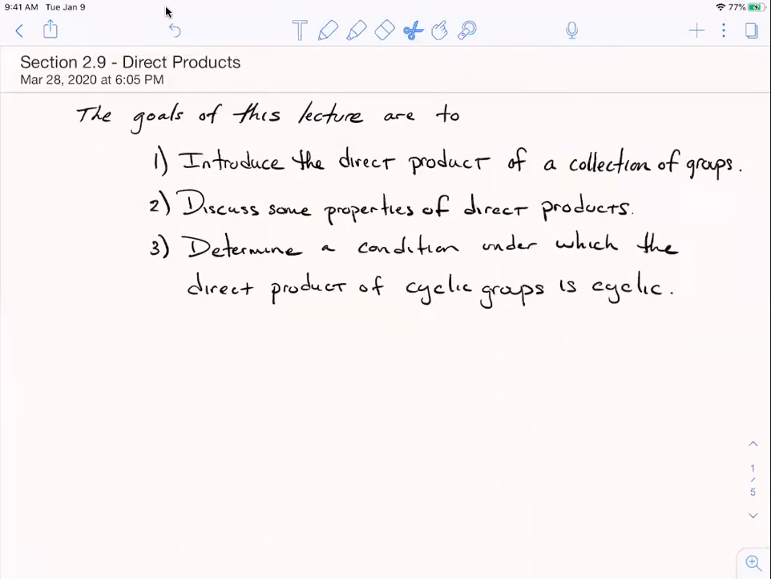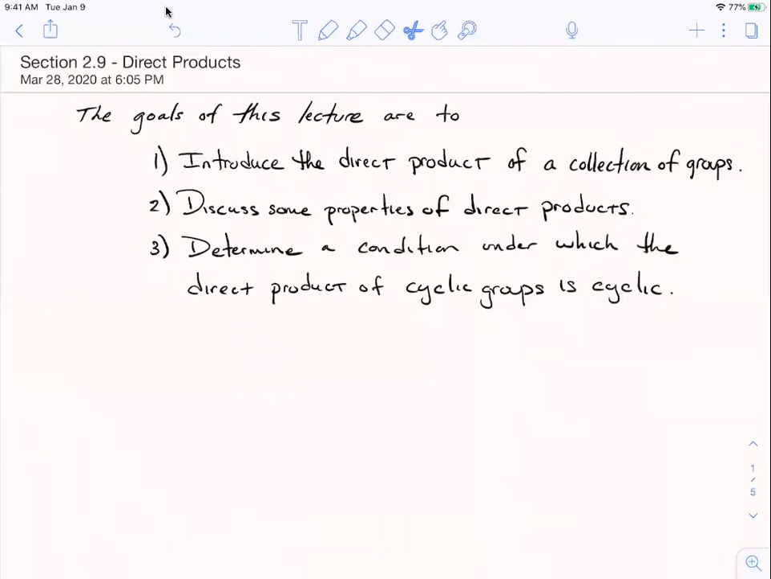So I've got the goals of the lecture written there for you to see. There's sort of three things I want to get done with you guys in this video lecture. I want to introduce the notion of direct product of a collection of groups. Our collection will primarily just have two groups in it, but we can write down some things for arbitrary collections.